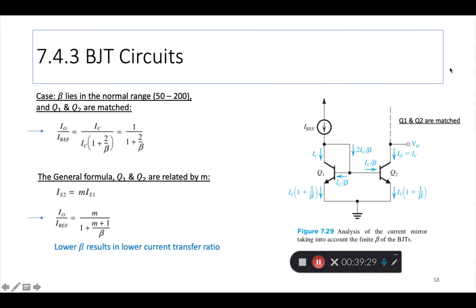So now that was the ideal case with an infinite beta, but we know actual betas lie in the range of 50 to 150 or 50 to 200. So assuming Q1 and Q2 in the circuit are matched, that means on paper they have the same areas for their emitter base junction, but the transistor manufacturer tells you, hey, this beta can be 50 to 200, this beta can be 50 to 200. So there's so much uncertainty, right? But you can still use a formula. If this is the case, then this formula applies.